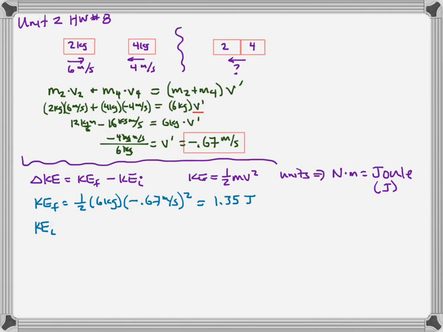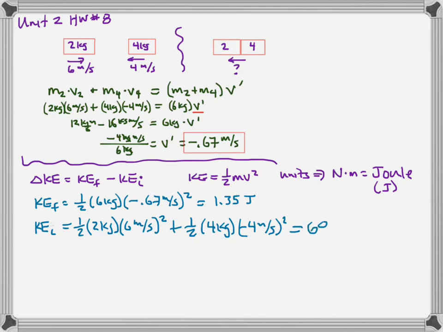Now let's go back and figure out the initial kinetic energy. What we got is 1/2 times the 2 kilogram, and it was initially moving at 6 meters per second. And then we got the 4 kilogram, which was moving at negative 4. But again, if we square that, that negative goes away. So when we add all of that up, we're going to get 68 joules. So it started off with 68 joules of energy and ends up with only 1.35. So even though momentum is conserved, a lot of energy was lost. And that is typical in inelastic collisions.